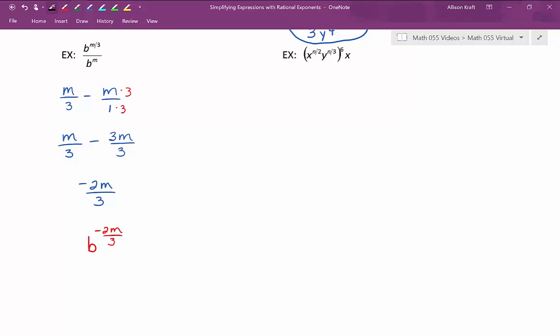And as always, we want to eliminate any negative exponent, and we'll do that by just taking this to the opposite side of our fraction. We end up with a final answer of 1 over b to the 2m over 3 power.